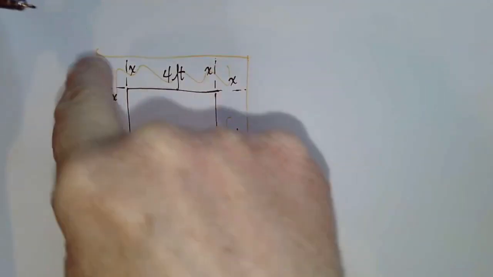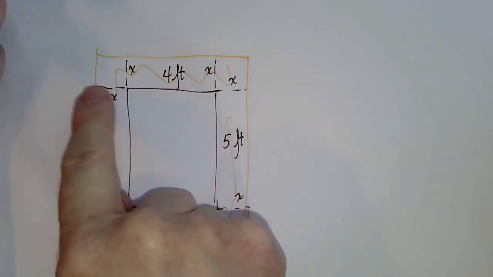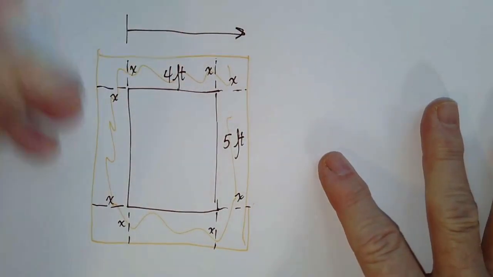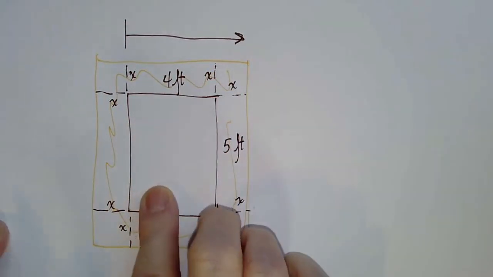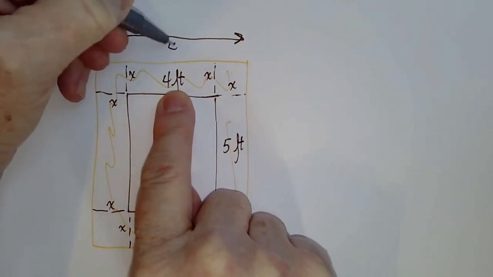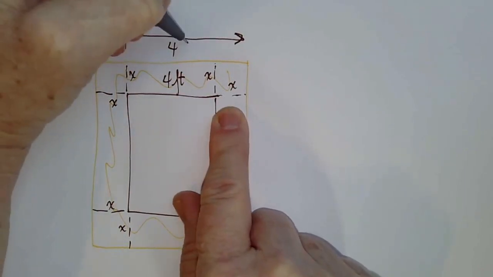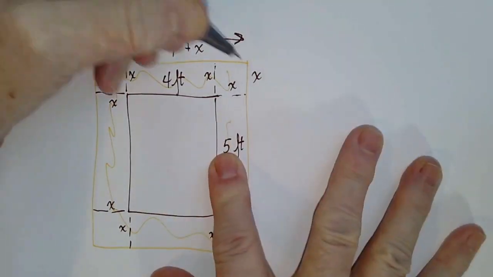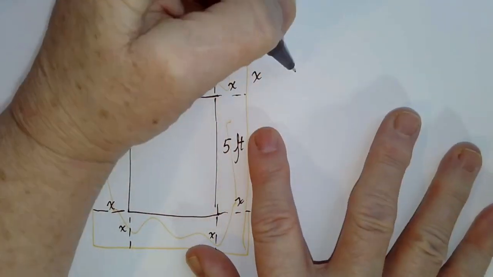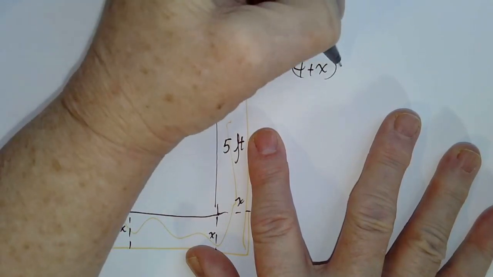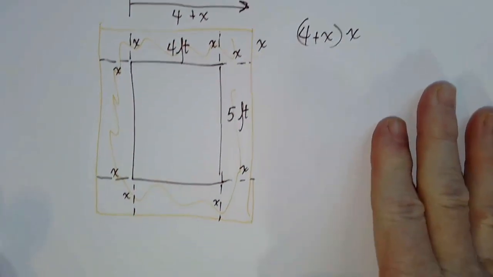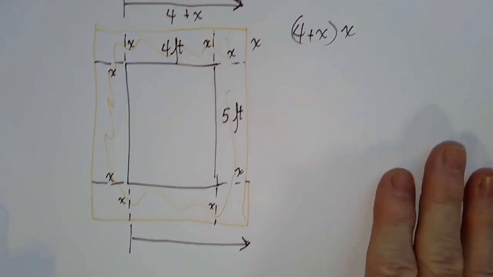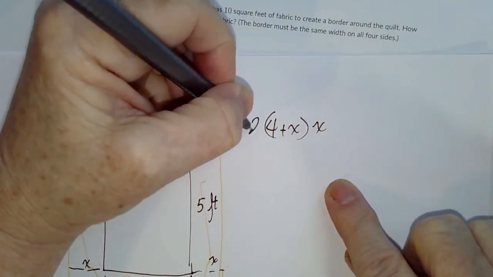I noticed that every side shares one of these corners. So let's look at this distance. Well, I've got 4 feet plus x for the length, and the width is x. So the area of this top area is 4 plus x times x. And I also have an area the same as that at the bottom. So I'm just going to say I've got 2 of those.